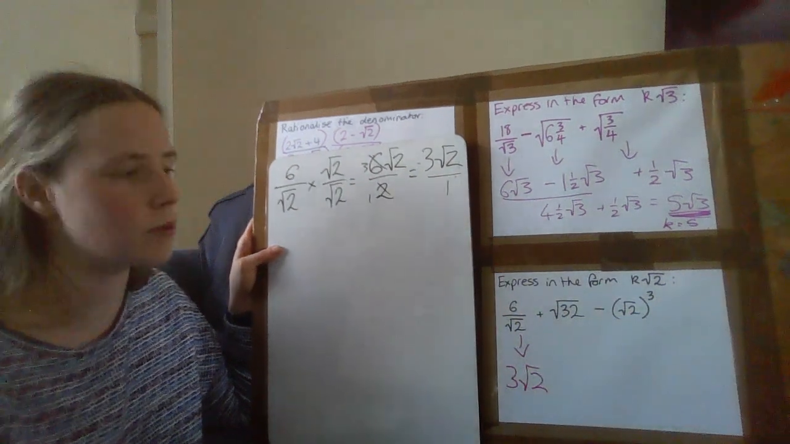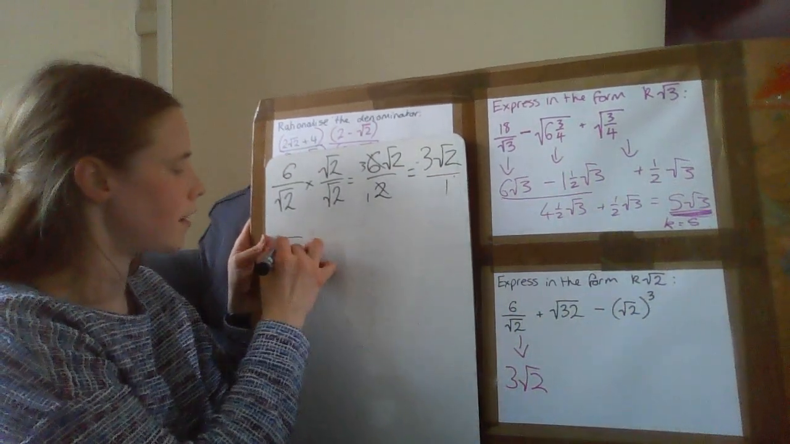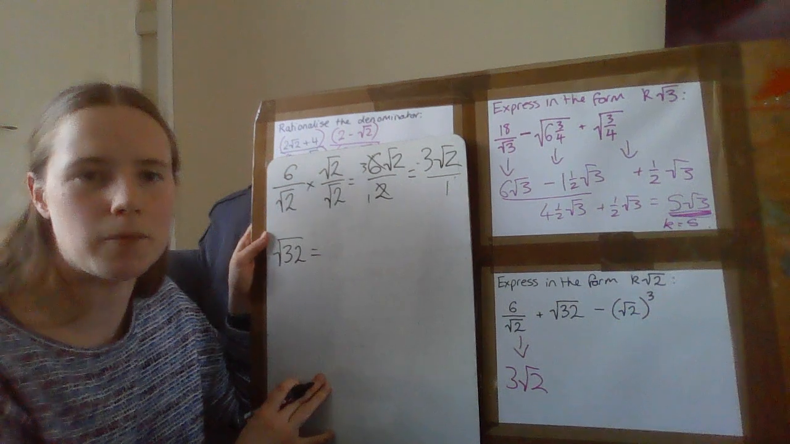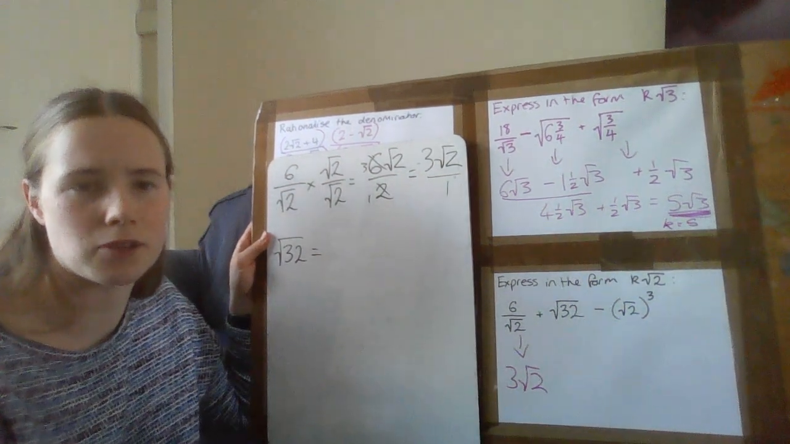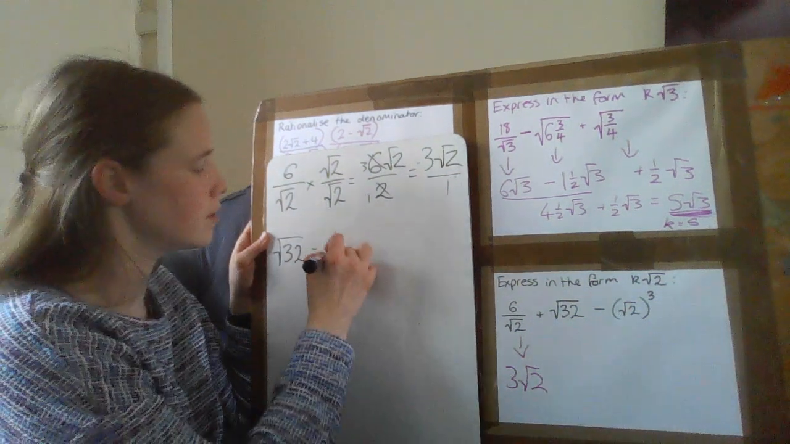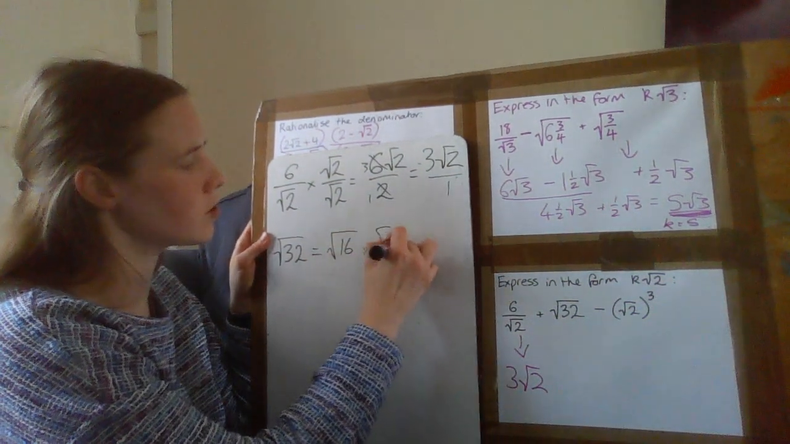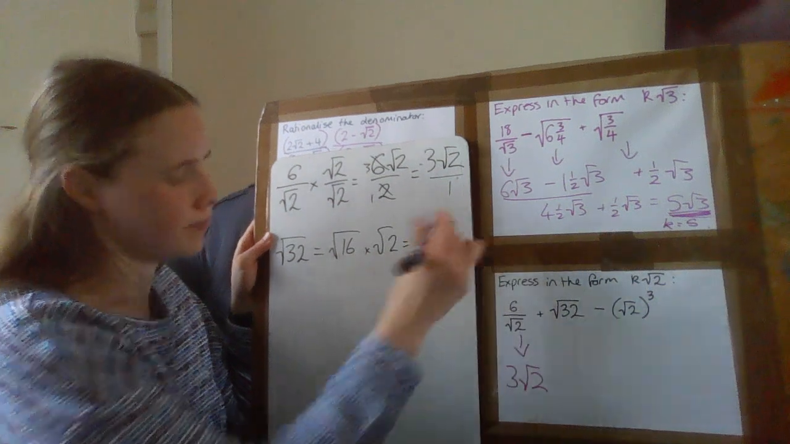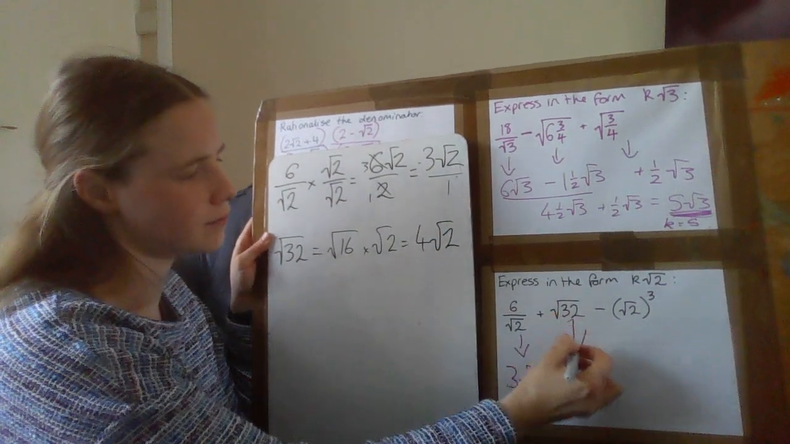Okay, next up, I've got to simplify root 32. Now, you can do this more than one way, but I'm looking for the biggest square number that is a factor of 32, and the biggest square factor of 32 is 16. So root 16 times root 2, or 4 root 2. Okay, so that's that bit done.